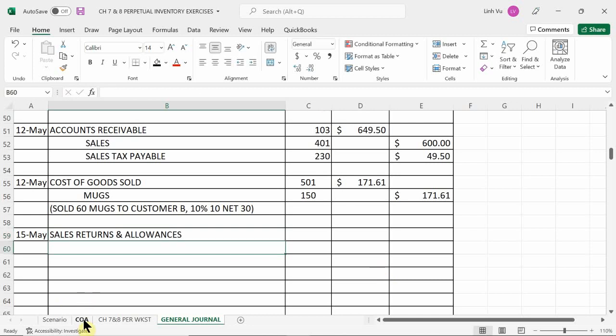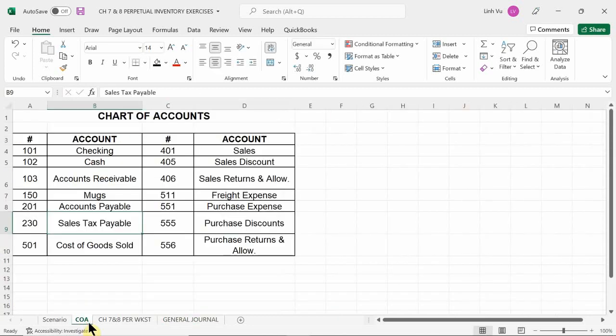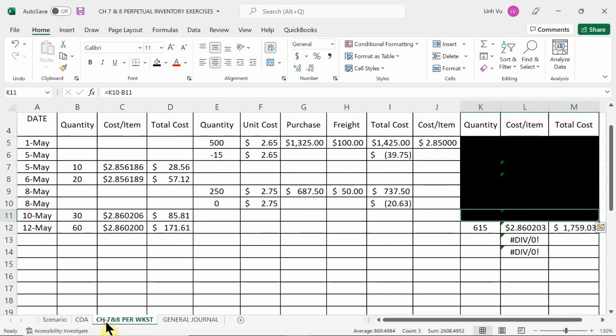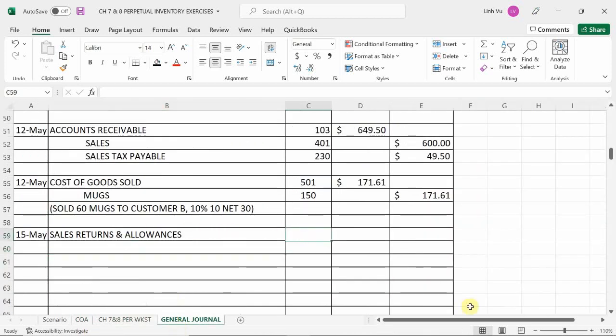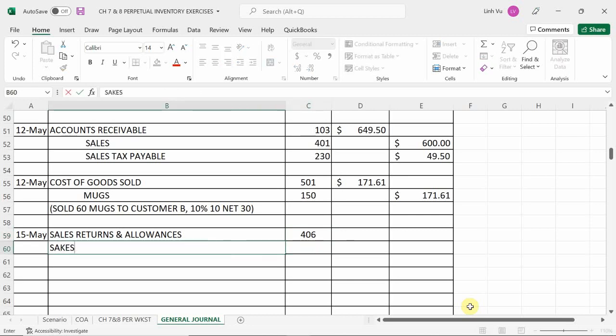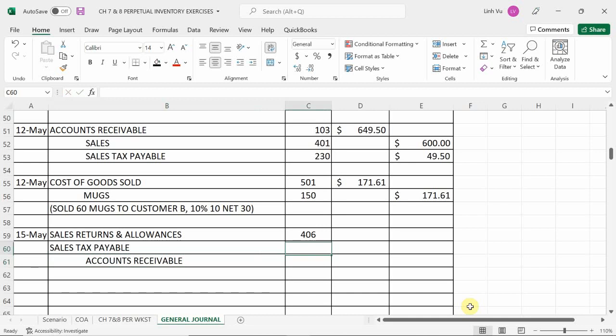Okay, which was account number 406. Okay, 406. And we have to give a portion of the money back because we charged him sales tax. And of course, we're going to reduce the amount that they owe me because they actually did not pay me. So sales tax is 230, accounts receivable is 103.